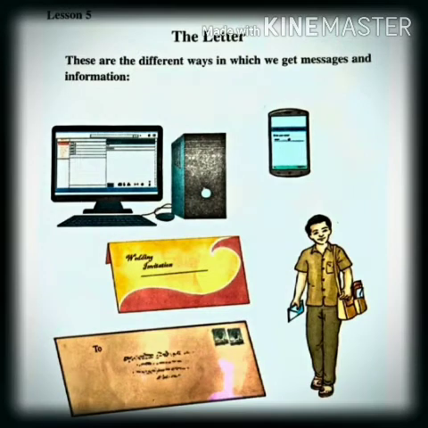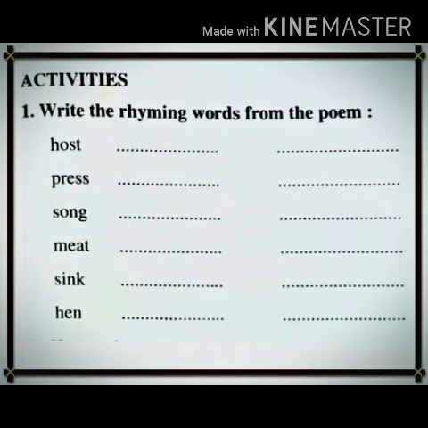Hello students, today we will discuss class 4 English lesson 5, the letter, activity number 1, 2 and 3. Let's first see what's given in activity number 1. In activity number 1, it is given: write the rhyming words from the poem. Here we are asked to write the rhyming word of the following 6 words from the poem. The words are host, press, song, meet, sink, hen.